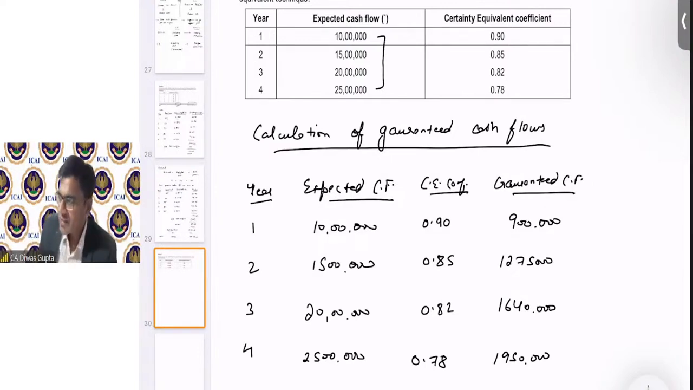Shruti is asking, can we revise the concepts from the previous class for 5 minutes? Sure, Shruti, I will take that revision through this question itself. So what does the certainty equivalent method say, and what is its comparison to RADR, the risk adjusted discount rate?